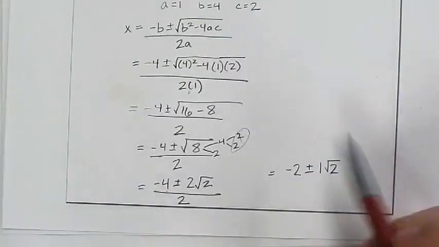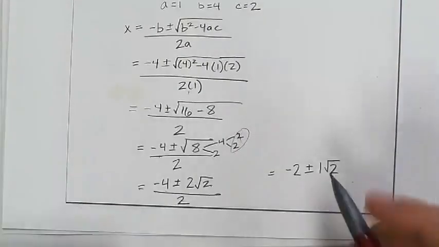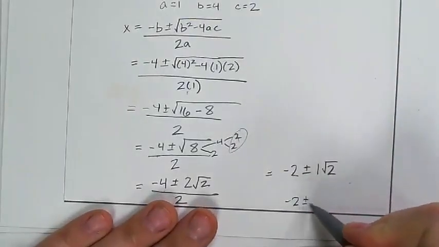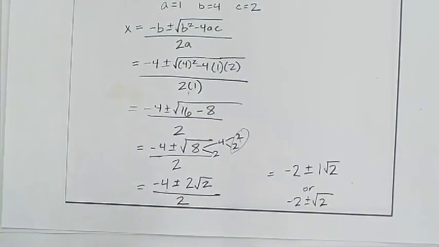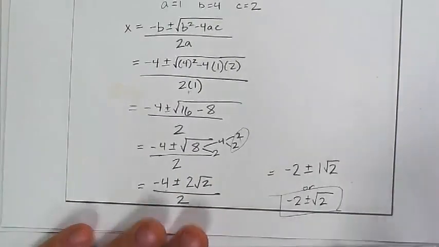Hopefully you guys know by this point in time I don't need the 1 right here. So you could just do negative 2 plus or minus the square root of 2. Okay, so have the 1, don't have the 1, it doesn't matter. If you're doing something online, you probably want to not put it because it might count it wrong.